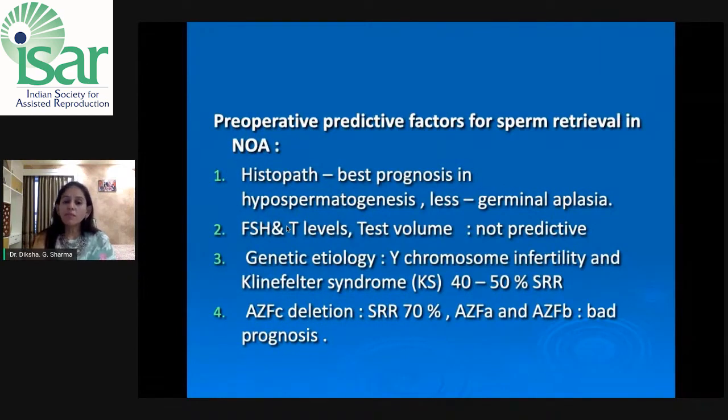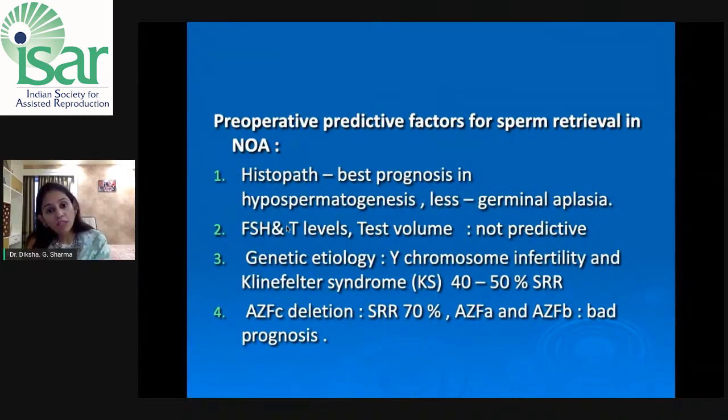What are the pre-operative predictive factors for sperm retrieval? How do you counsel the couple that you have? What are your chances of getting sperms on a sperm retrieval procedure? One is histopathology. The best prognosis is seen in those males who have a previous report of hypospermatogenesis, while the worst prognosis will be for those who have a Sertoli cell only syndrome. FSH and testosterone levels are usually not predictive.